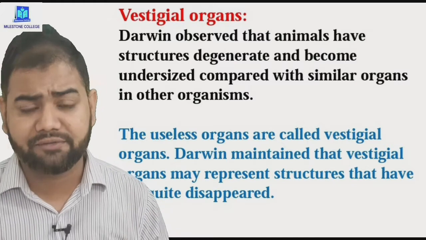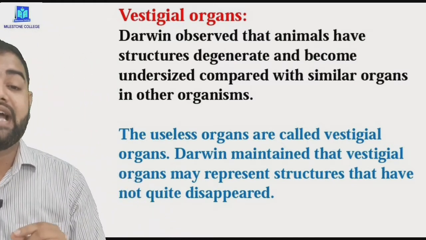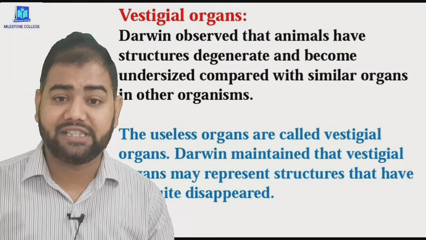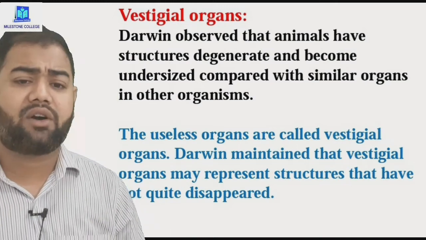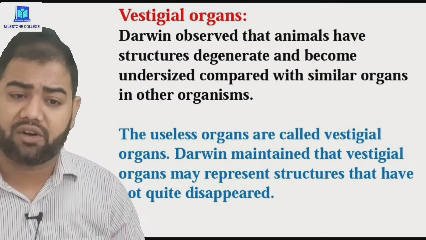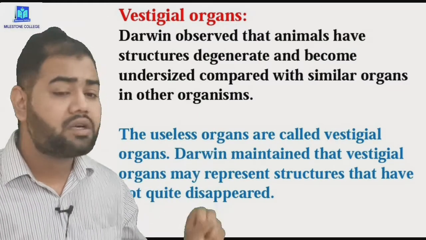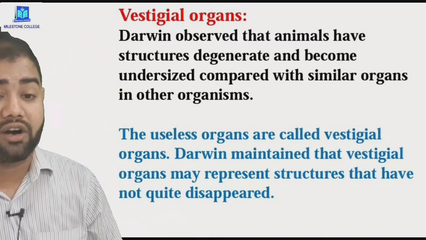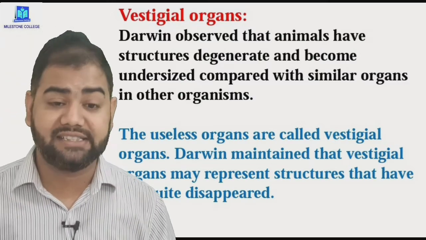Darwin observed that animals have structures that degenerate and become undersized compared with similar organs in other organisms. The useless organs are called vestigial organs. I repeat this, the useless organs are called vestigial organs. Darwin maintained that vestigial organs may represent structures that have not quite disappeared.